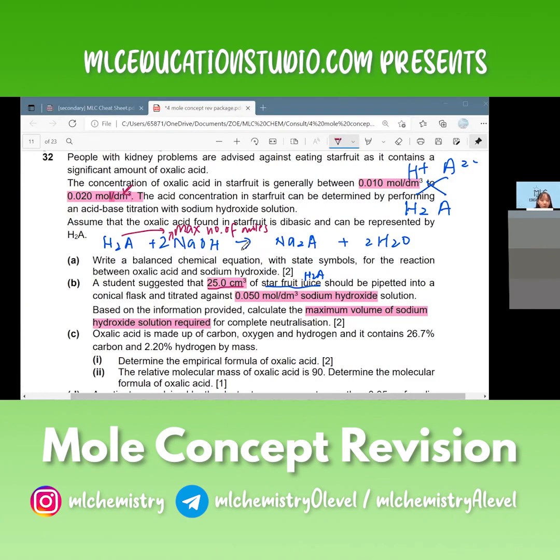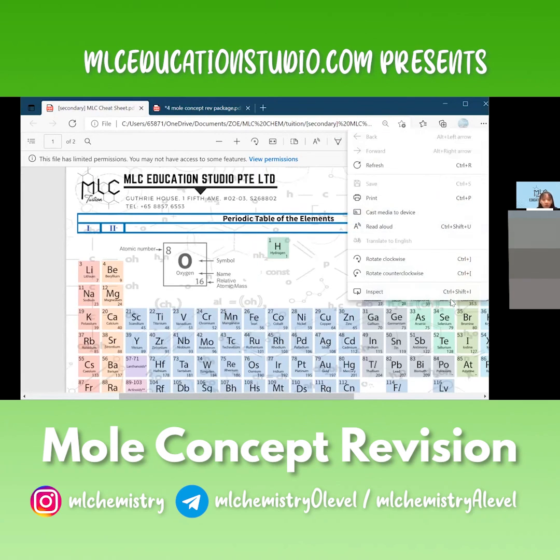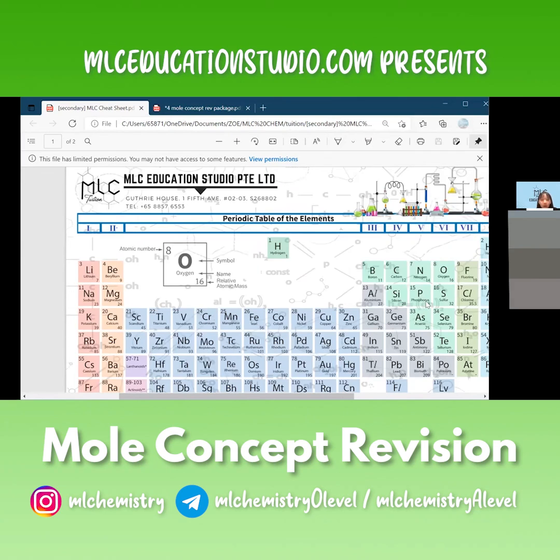The Ar of the individual element, look at your periodic table. So for example, carbon is 12. Individual element, this is your data booklet. So carbon is 12. Ar is your relative atomic mass, your mass number.